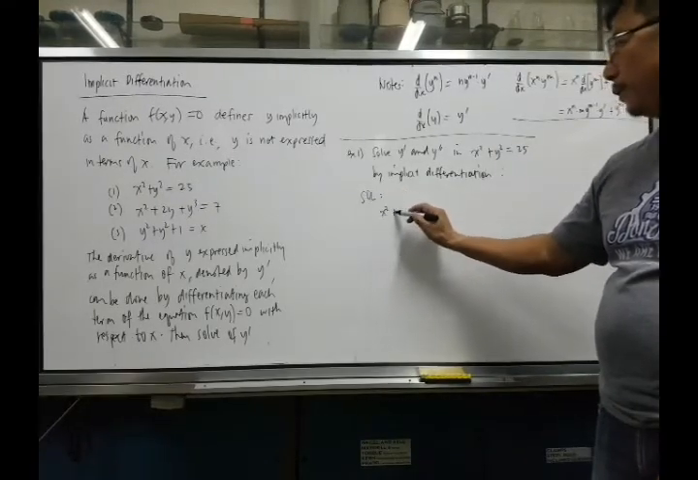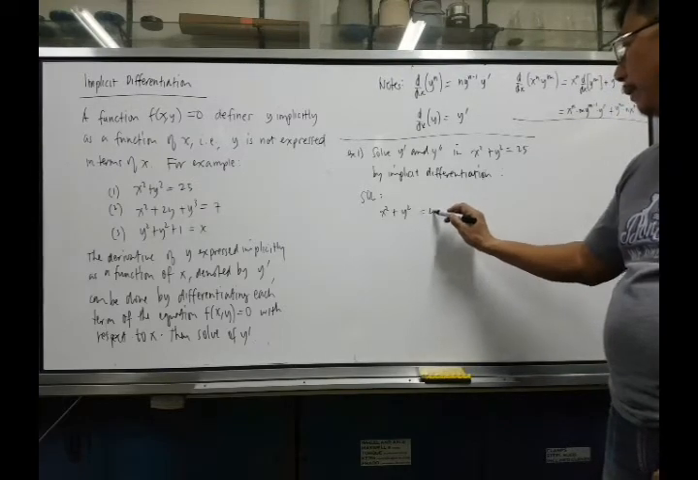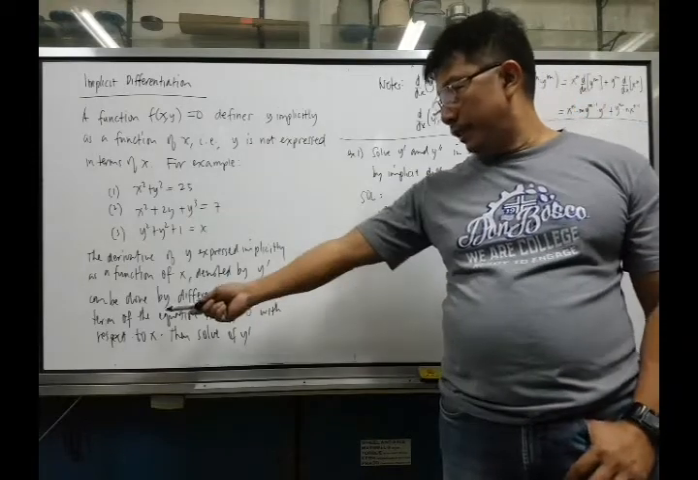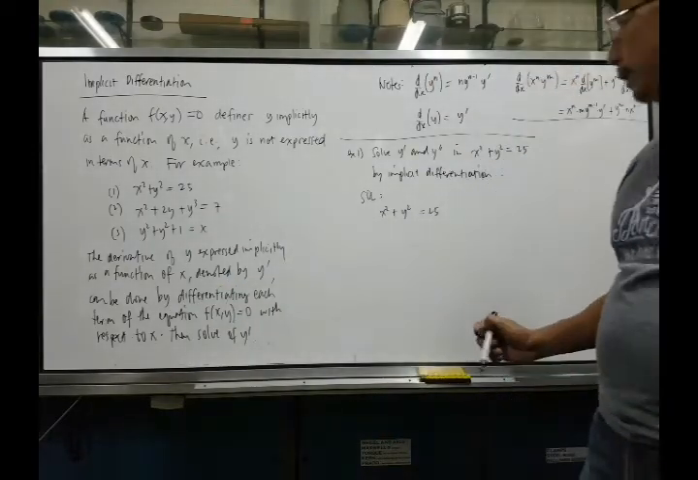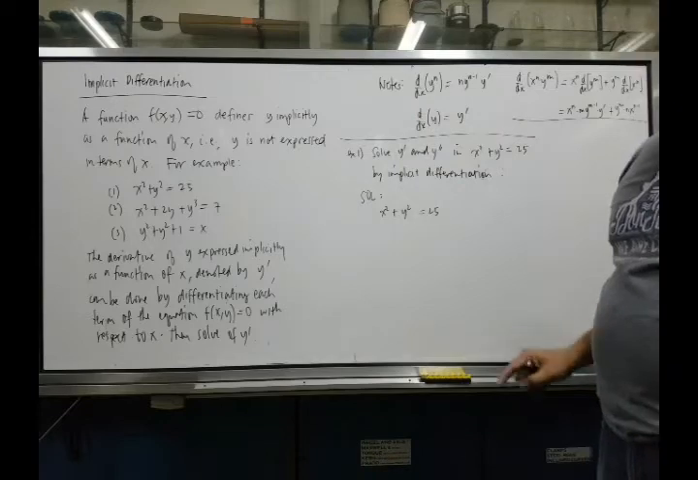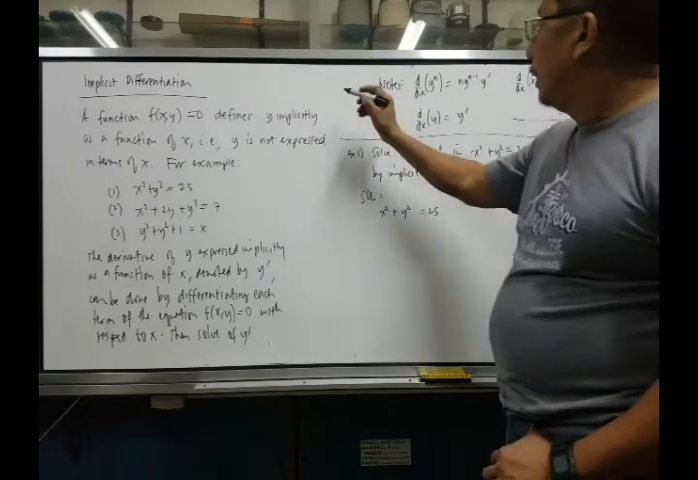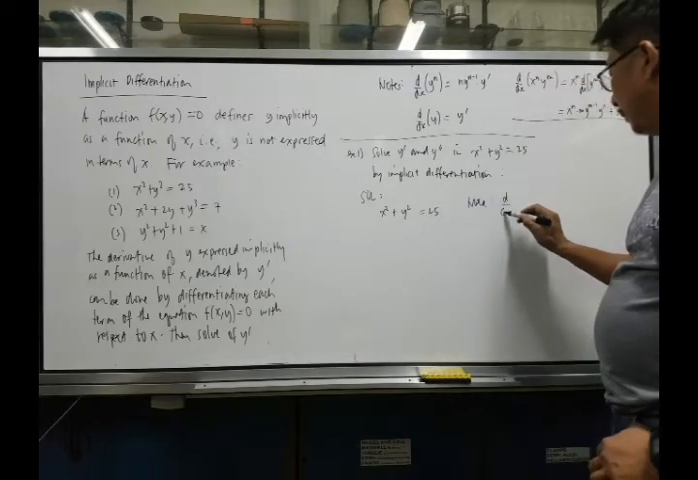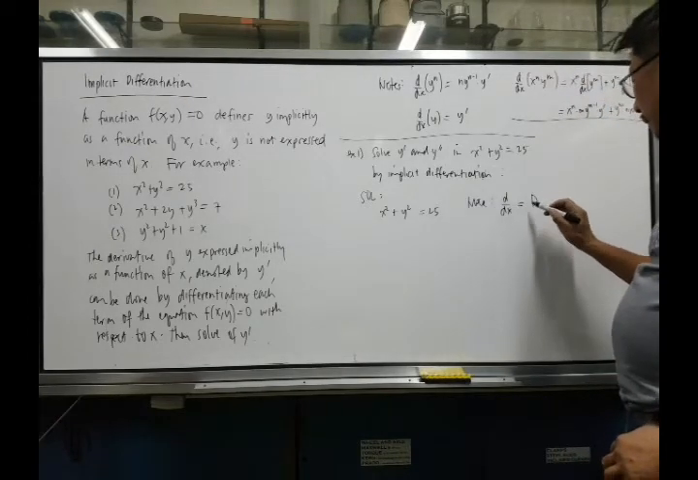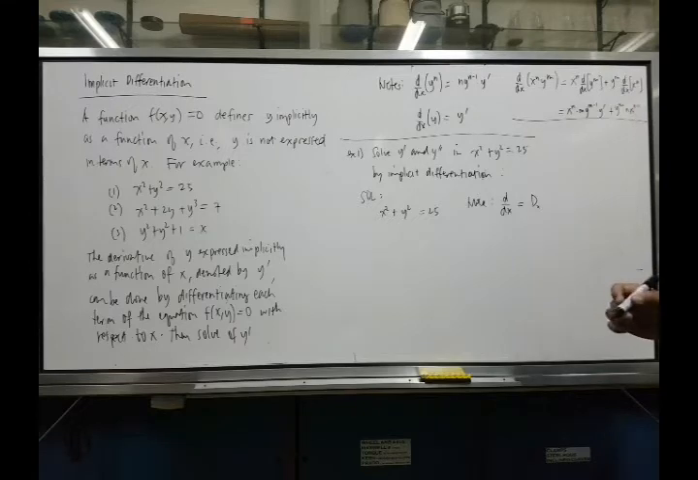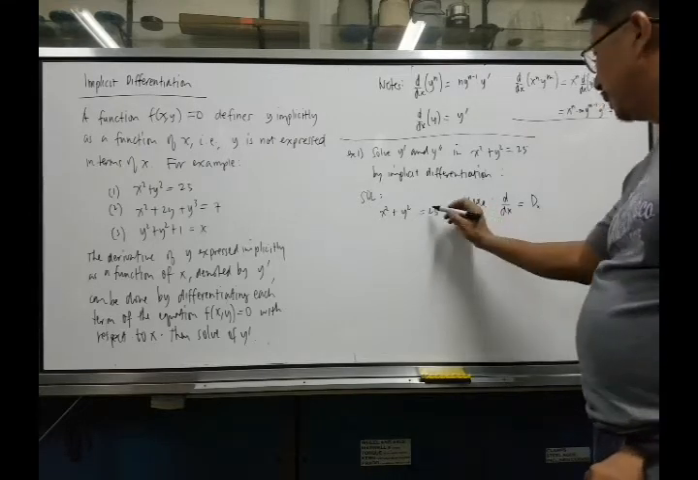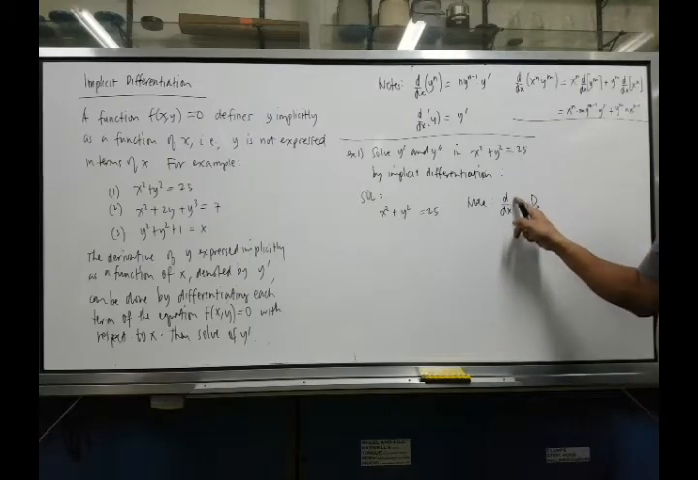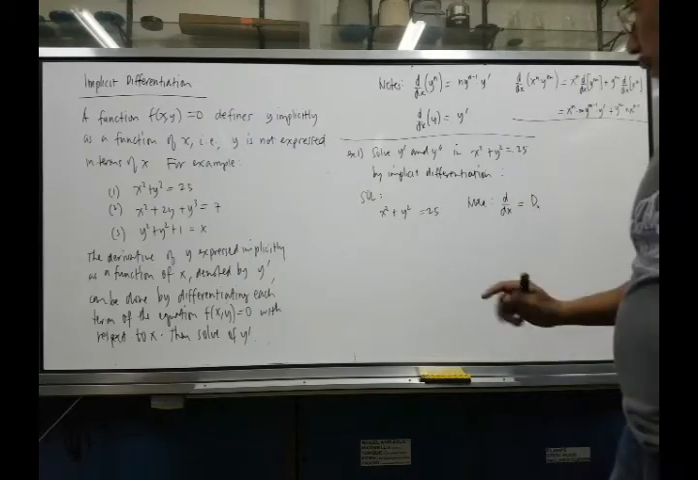So we will write x squared plus y squared equals 25. Implicit differentiation means differentiate each term with respect to x. You can use the d over dx notation, and remember that d over dx notation simply means we are differentiating whatever is placed in front of it with respect to x.